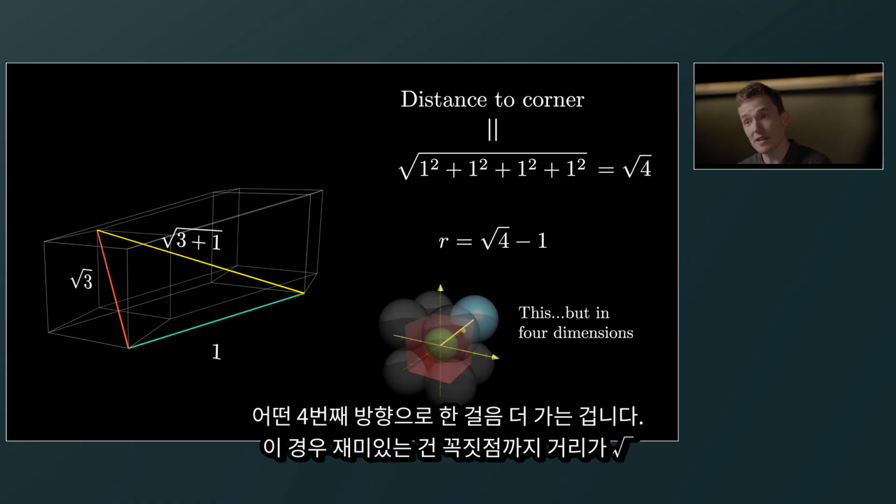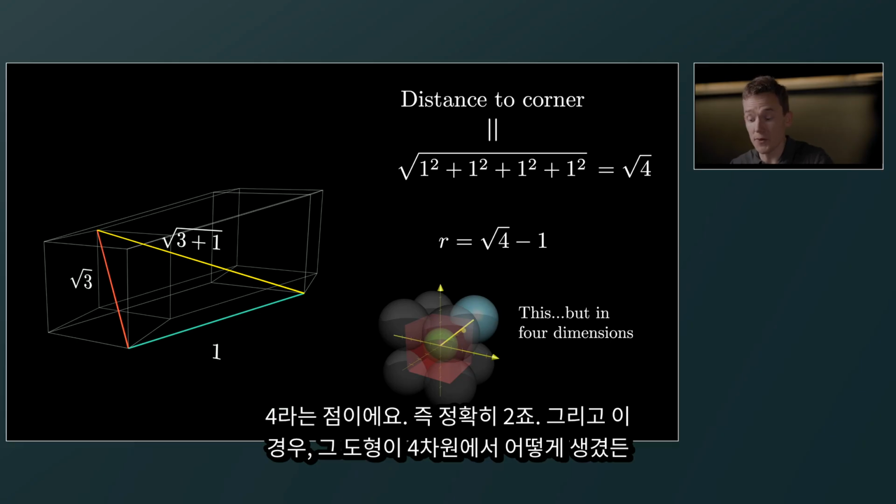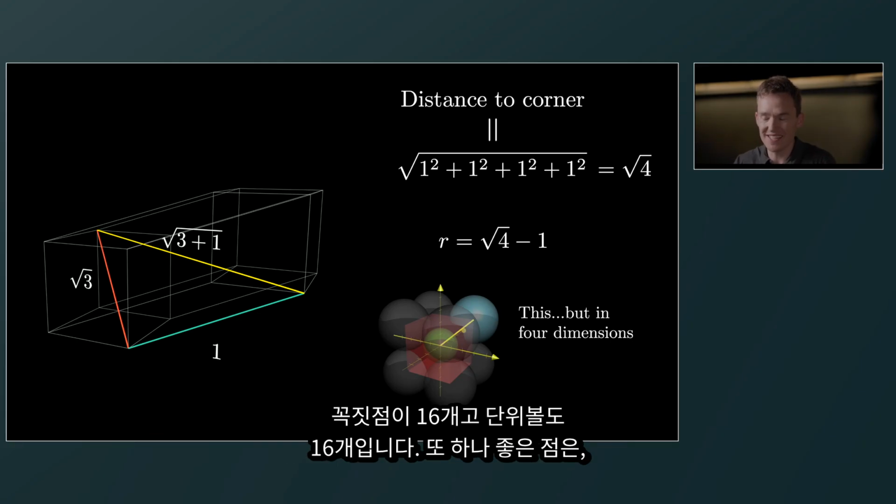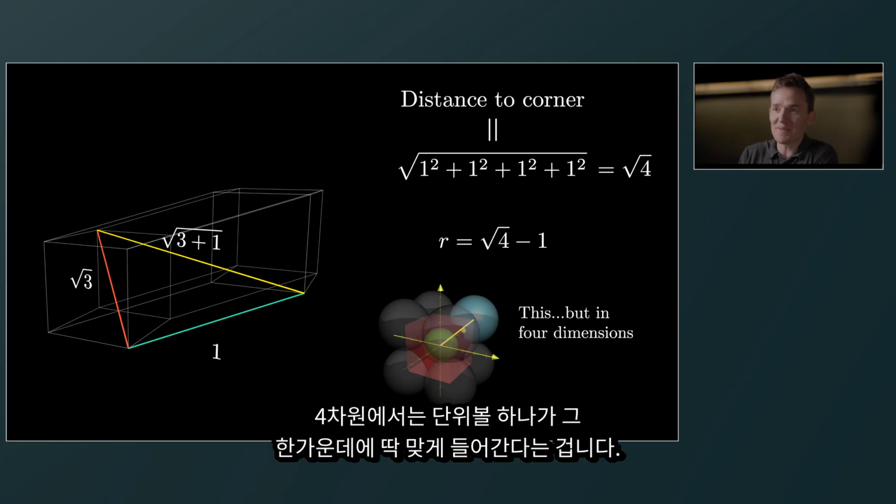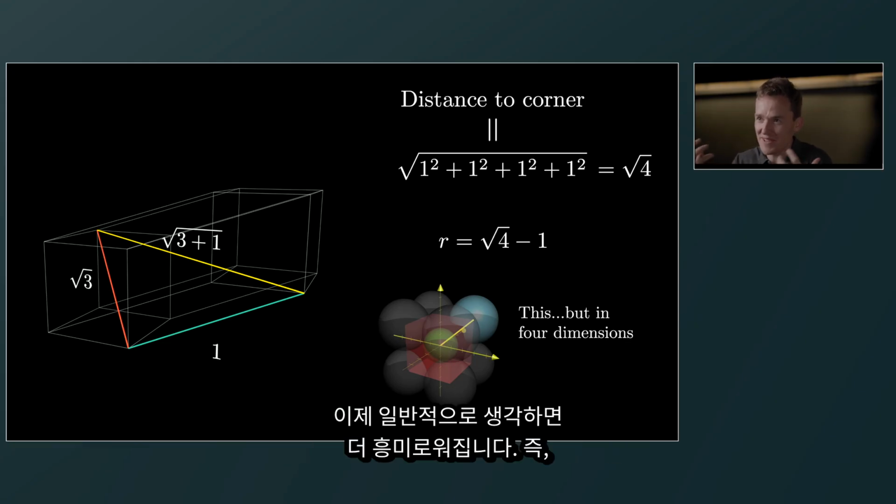Now this one's kind of cute because the distance to the corner is square root of 4, which means it's a whole number, it's 2. And in this case, whatever that diagram should look like in 4 dimensions, it's got 16 different corners, 16 different unit balls. One thing that's really nice about 4 dimensions is that a unit ball fits nice and snugly right in the middle of them. So this gives you a little instinct for what sphere packing in 4 dimensions can look like.